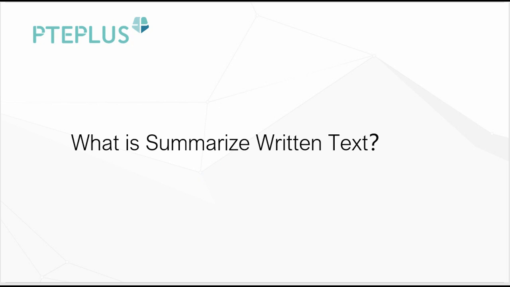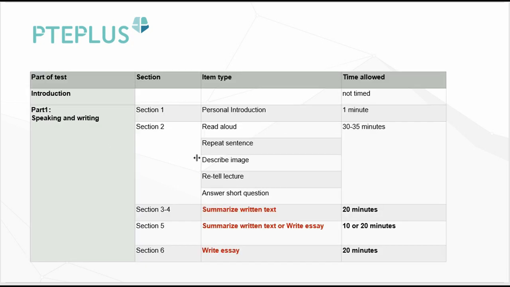So, to start things off, let's talk about which section of the exam we're going to be covering. So obviously, as you guys know, for the speaking and writing part in part 1, it starts off with speaking before moving on to writing. So writing can be sort of divided into 3 sections. In section 3 to 4, we'll have summarized written text, and in section 6, we'll have write essay. Now, section 5 can change depending on the individual examination. You might get between 10 to 20 minutes, and you may get questions asking you to summarize written text or write an essay. So obviously this changes every test, and it just depends on the examination. So in any case, we need to prepare for both summarized written text and write essay equally.